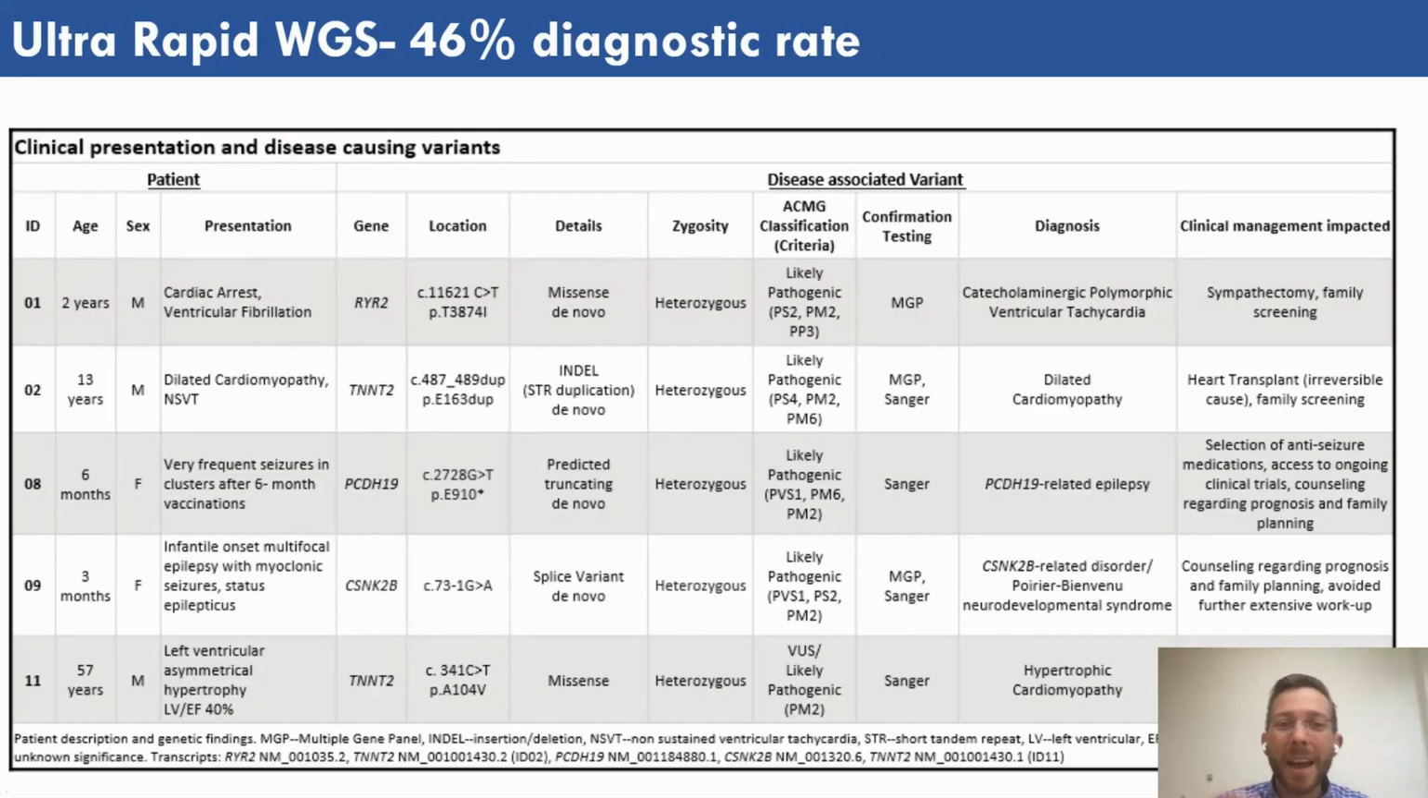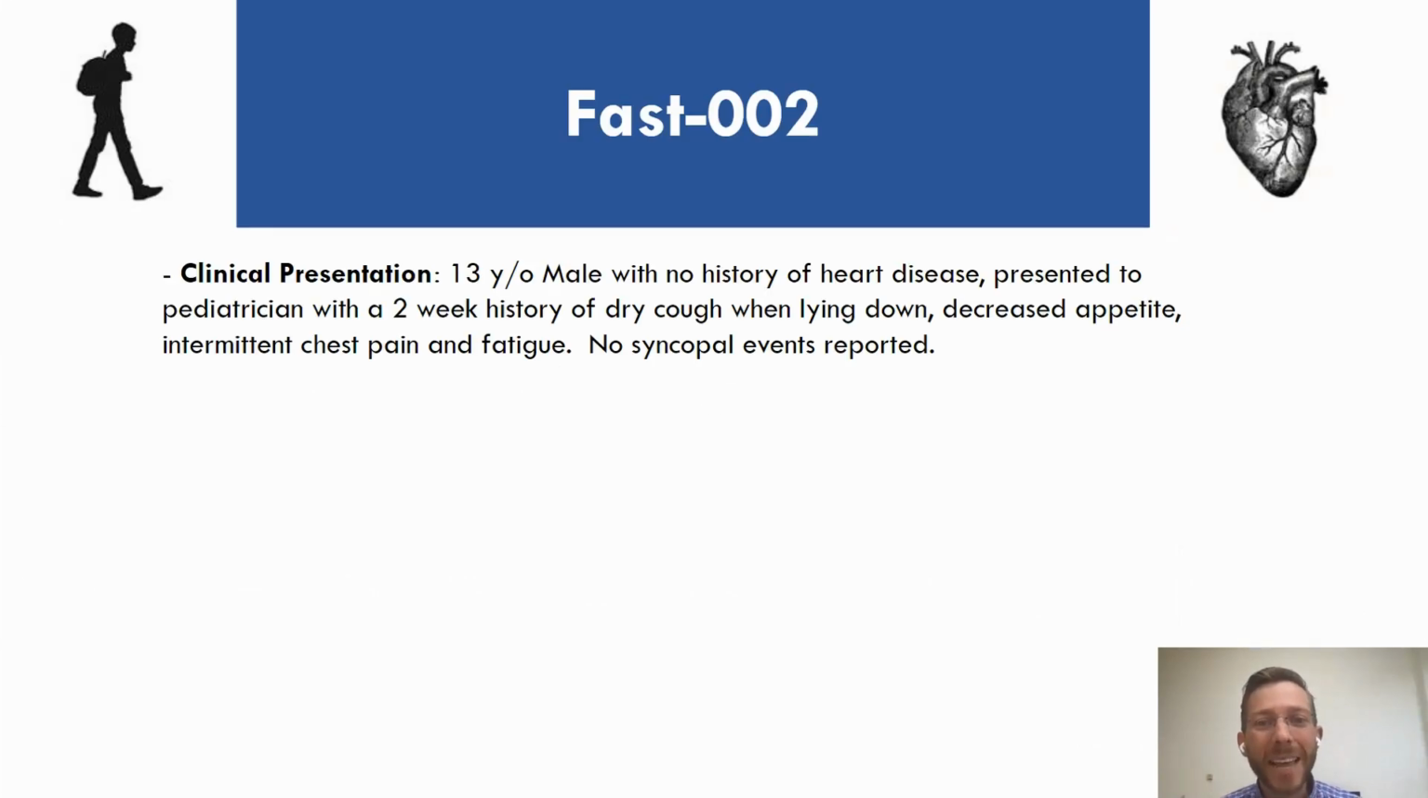With that said, I'm going to present one of these cases, case number 2, to tell you more about how this pipeline works and how patients can benefit from this type of technology. So our second patient, which we named FAST-002, was a 13-year-old male with no history of heart disease. He presented to his pediatrician with a 2-week history of a dry cough when lying down, a decreased appetite, intermittent chest pain and fatigue, and no syncopal episodes had been reported, so no episodes of him passing out.